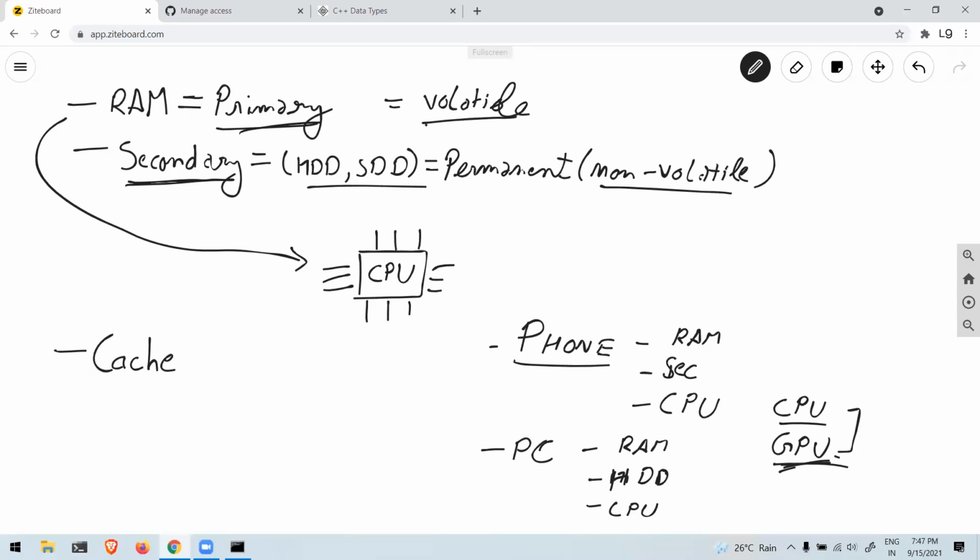But again, GPU internally has two things. One is the compute, and the GPU also has its own RAM. That's a different use case completely. So we'll ignore the GPU for now. We'll just stick to a PC.